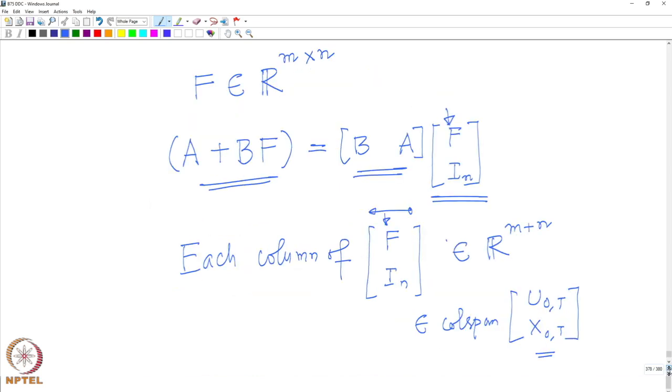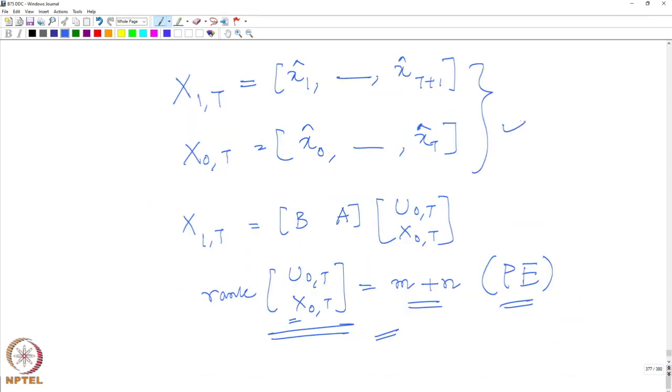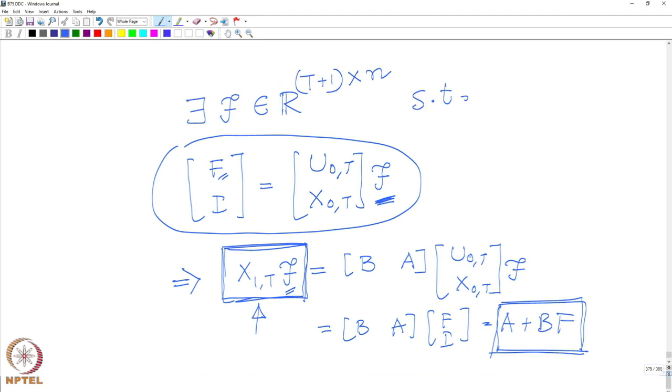So, I have this data with me, this is my starting point, and also of course, I have the data U0T, which is U0 hat up to UT hat. From that data I want to find out whether it is possible to get a scripted F, which in turn means to get this F, so that I have A plus BF, that is, the closed loop system is stable.